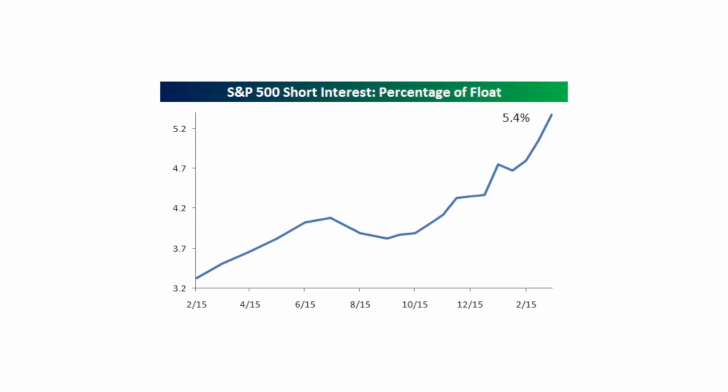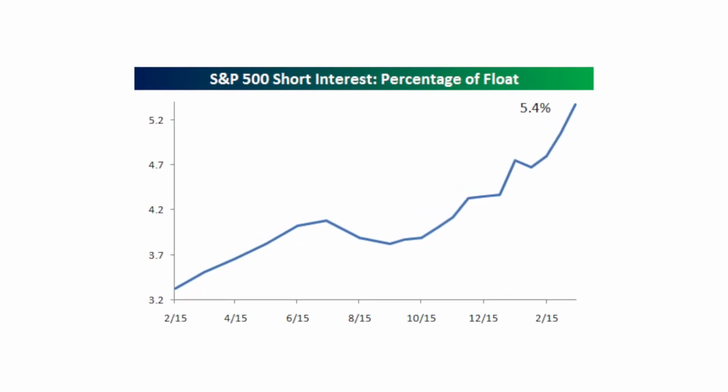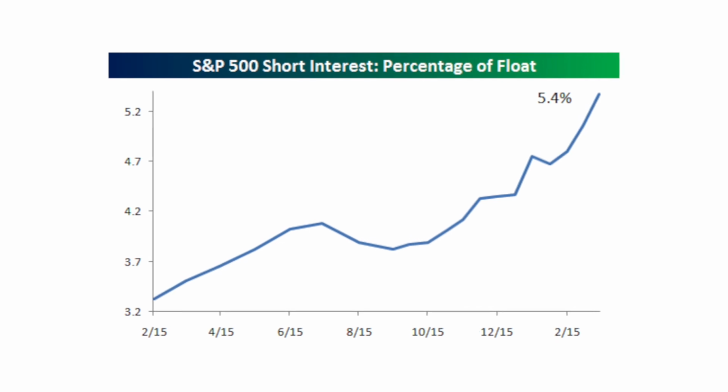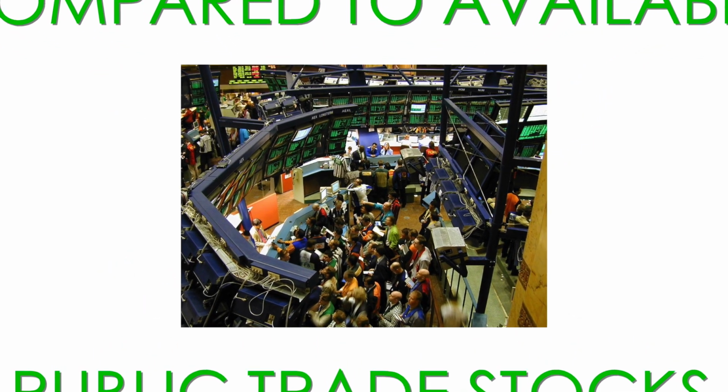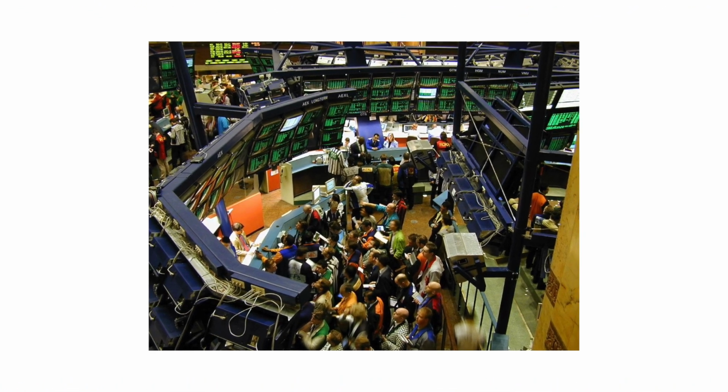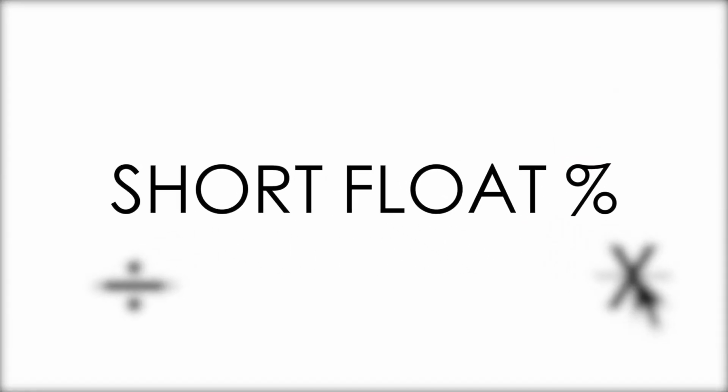As far as short floats go, the short percentage of the float is the percentage of a company's stock that has been shorted by institutional traders compared to the number of shares of the company's stock that is available to the public for trading. You can find that by taking the shares shorted, dividing that by the shares available for trading, and then multiplying that by 100, and that is your short float percentage.